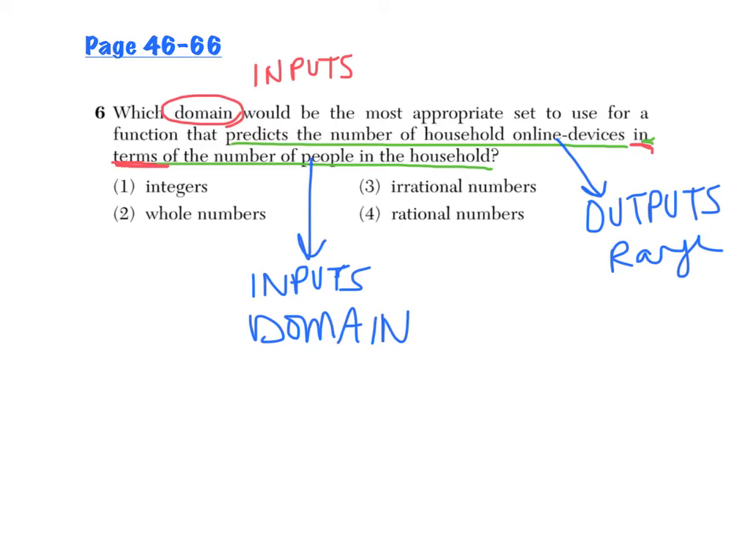So as I look at these choices, right away I know that irrational numbers are going to be out of the question. Those are decimals, square root of 3. I wouldn't say I have square root of 3 people in a house. Rational numbers, well, rational numbers there are positive whole numbers in there, but rational numbers also include fractions and decimals. So nope, that's not going to work. Integers. Okay, integers is close, but integers are positive and negative whole numbers and 0. So that also will not work because you can't have negative people in a household.